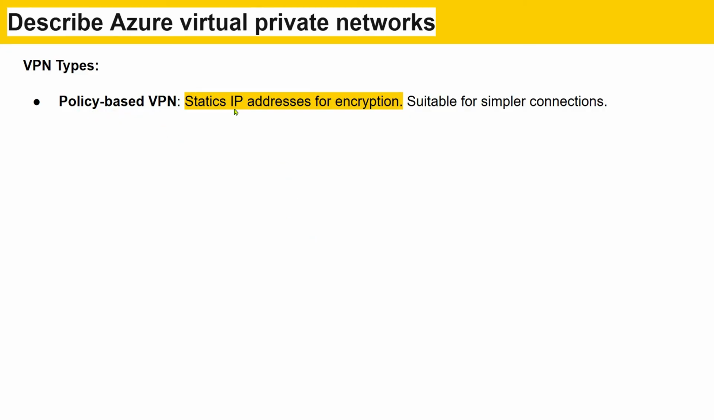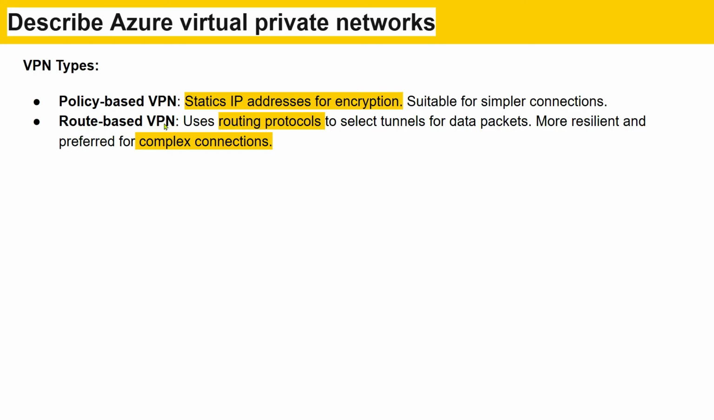Policy-based VPN uses static IP addresses for encryption and is suitable for simpler connections. There is something called policy-based VPN where I'm using static IP addresses. Route-based VPN uses routing protocols to select tunnels for data packets, which is more resilient and preferred for complex connections. So policy-based VPN uses static IP, and route-based VPN is used for complex connections.